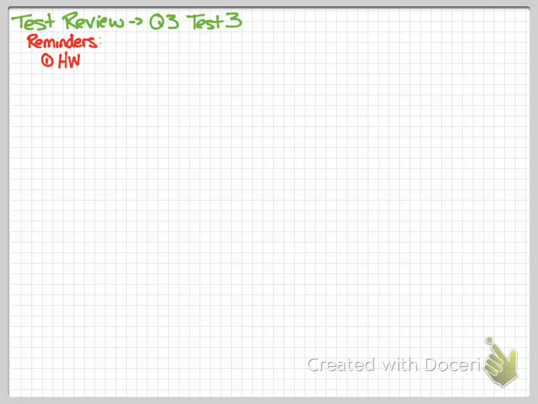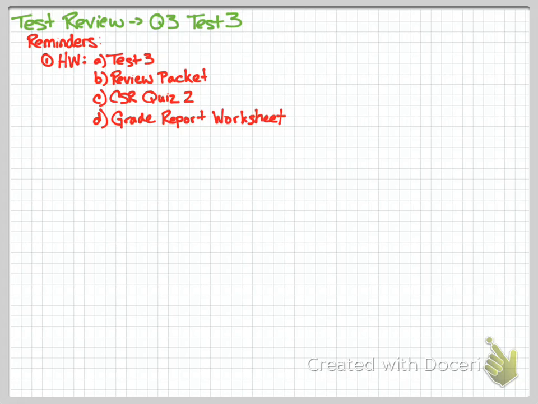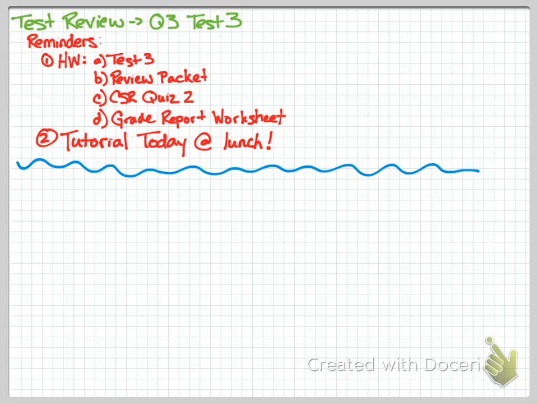So, a couple reminders. Your homework for tonight: you've got a test tomorrow. You have the review packet to check as well. Everything's going to be on Schoology, both the original and the answer key is already ready for you on Schoology. And you have a CSR for Quiz 2. If you haven't done it yet, please turn it in as soon as possible. And then the grade report worksheet, which is due on Friday. That's the one where you're filling out the worksheet based on your grade report I gave to you yesterday.